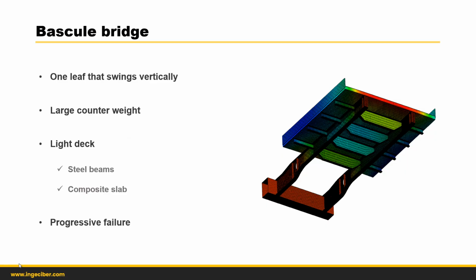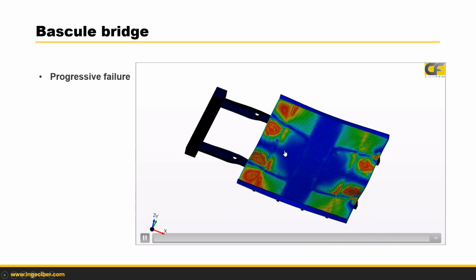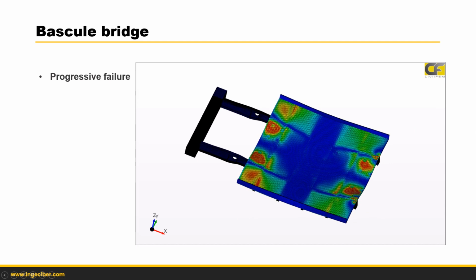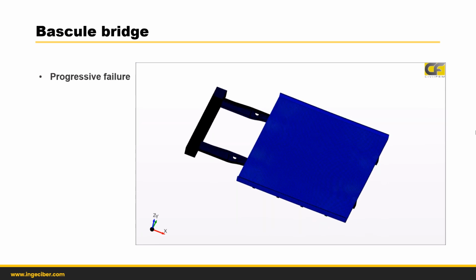If we see the video in the PowerPoint of these load applications, here we can see the progressive failure when it is happening, and with this progressive failure we can obtain the section capacity curve, load versus displacement, and also the load factor that generates the collapse.